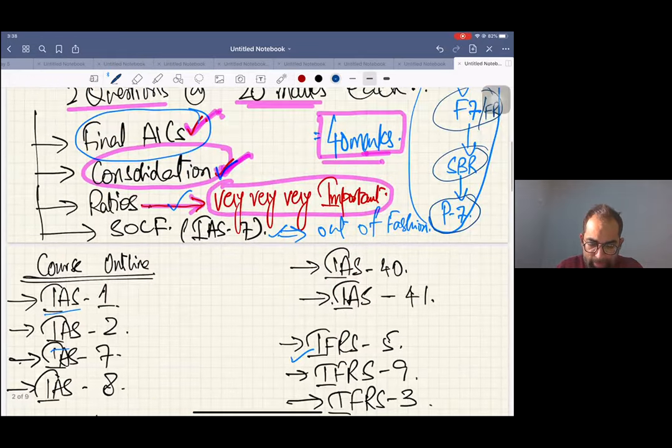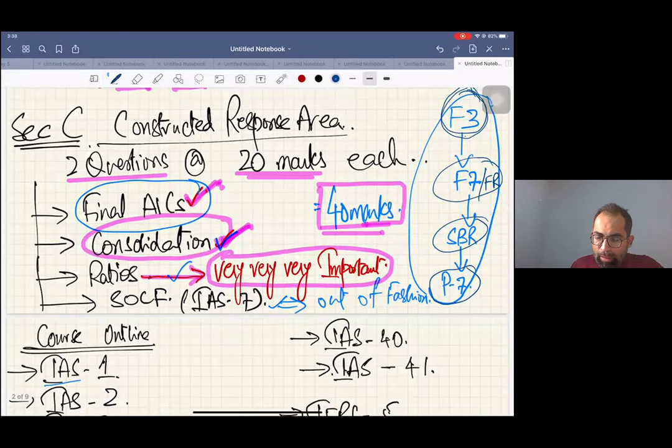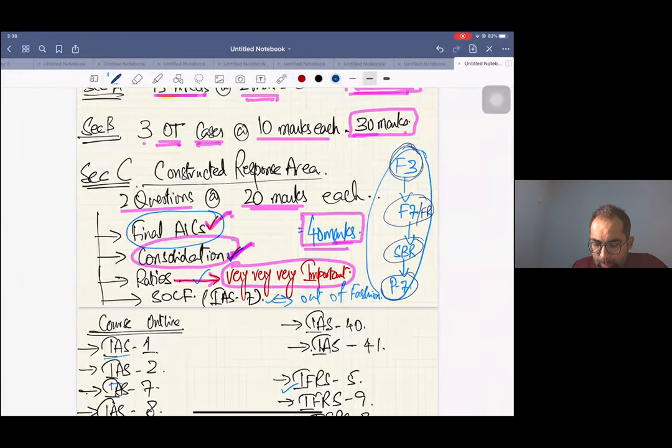So now let's come to the question again. After ratios, you may get a question on SOCF, statement of cash flow, IAS 7. I hope you remember the statement of cash flow. In the statement of cash flows, there are three activities: operating activities, investing activities, and financing activities. These are the three activities for which you have to work out.